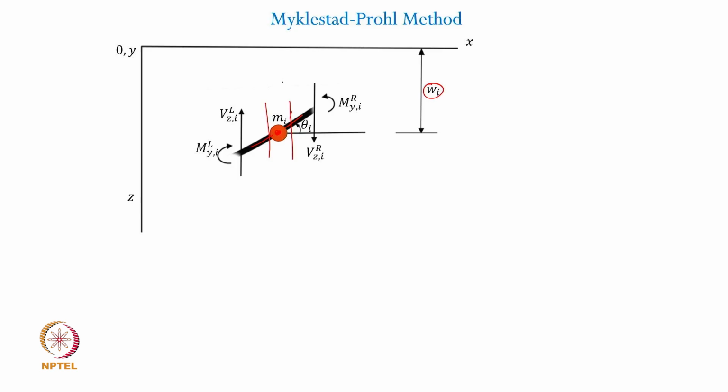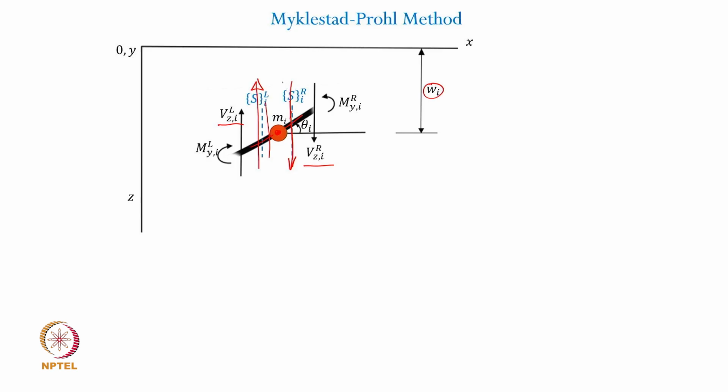What about the shear force? The force on the left side is VZIL, and on the right side the shear force is VZIR, okay. But because this mass has its inertia and it is vibrating, we will have to look at the force balance in the vertical direction. If you take the force balance for this dynamic motion, then mass times the acceleration will have to be equal to the net force, okay. The net force is going to be the difference between VZIR and VZIL, okay.